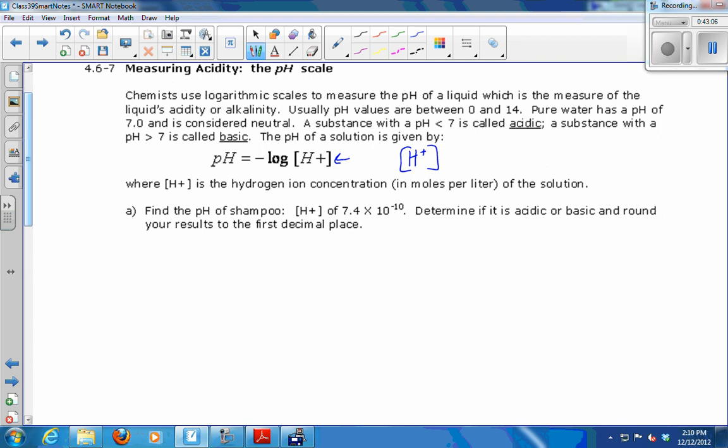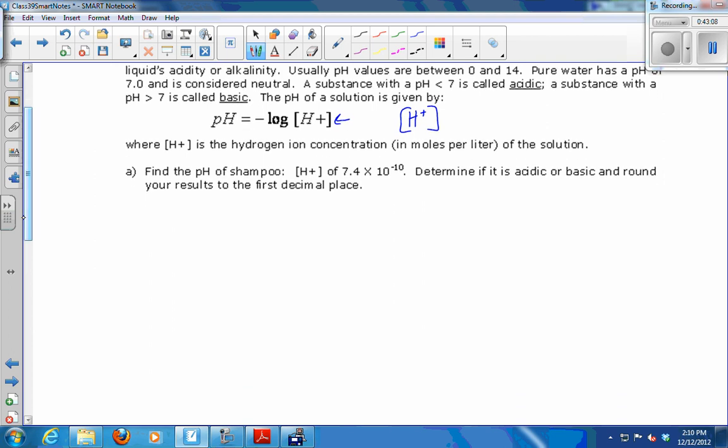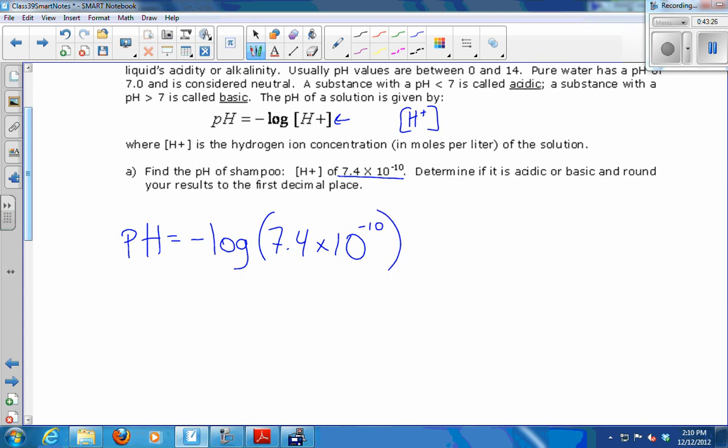All right, so if we want to find the pH of shampoo, and we know its hydrogen ion concentration is 7.4 times 10 to the negative 10, all we do is plug that into the formula. pH is the negative log of 7.4 times 10 to the negative 10. And that's just a very, very small number. 7.4 times 10 to the negative 10 means take 7.4 and move its decimal point 10 to the left. So it's 0.00000000074.